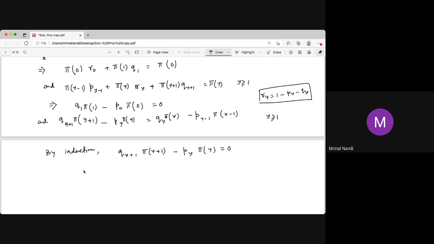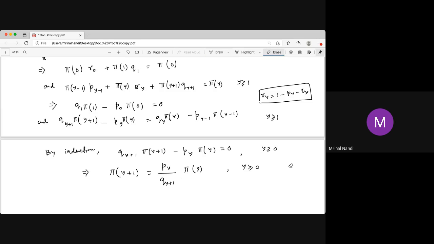Now from that, what do we get? From that we get π(y+1) is just p(y) over q(y+1) times π(y), and this is true for all y greater than or equal to 0. So not only for y greater than 1, it's also true for y equal to 0.